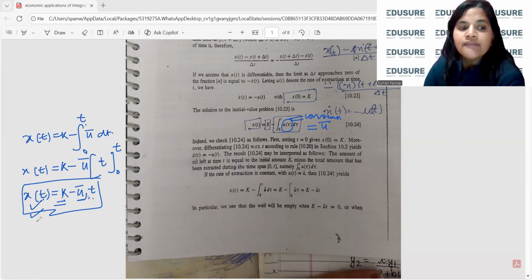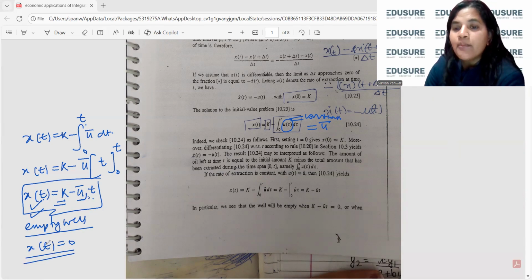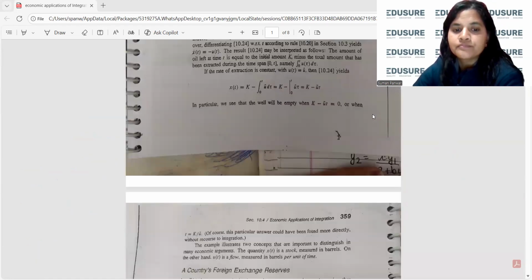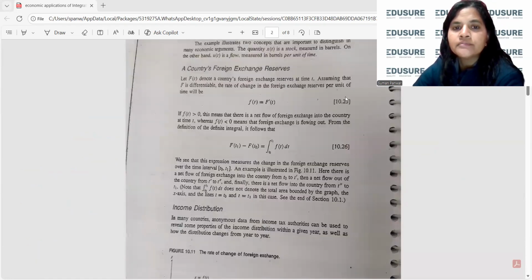Okay. So when is the well empty? An empty well means x(t) is equal to 0. The amount of oil should be 0. That means k minus ū t is equal to 0. So when time is equal to k upon ū, where k is the initial amount of oil and ū is the average rate of extraction per unit of time, then at this particular time, the oil will be empty. That is what it is trying to say.